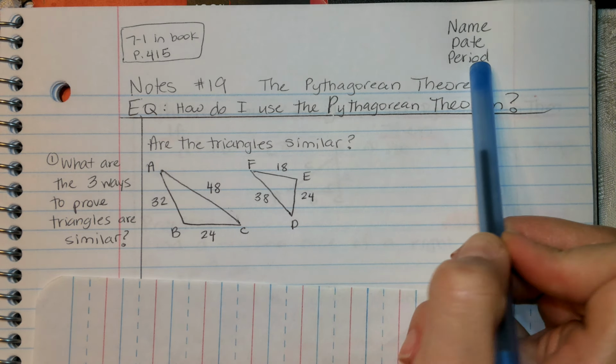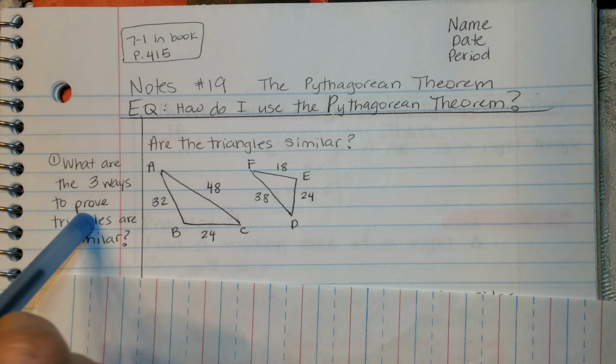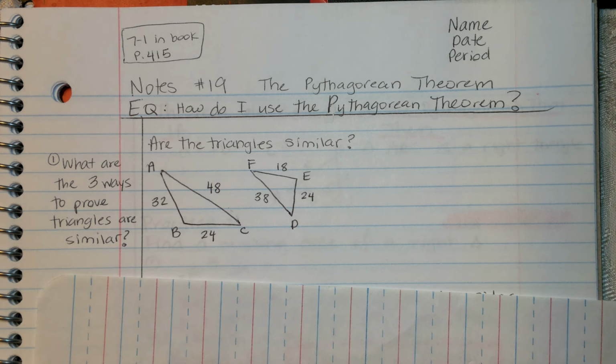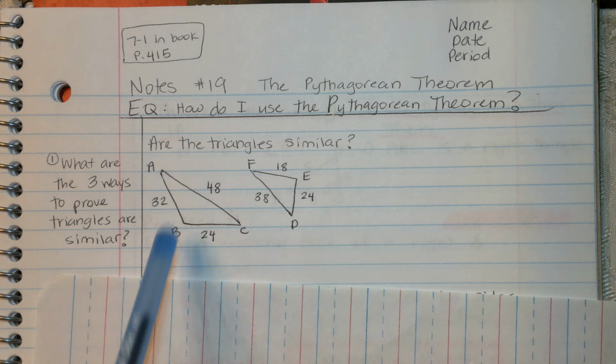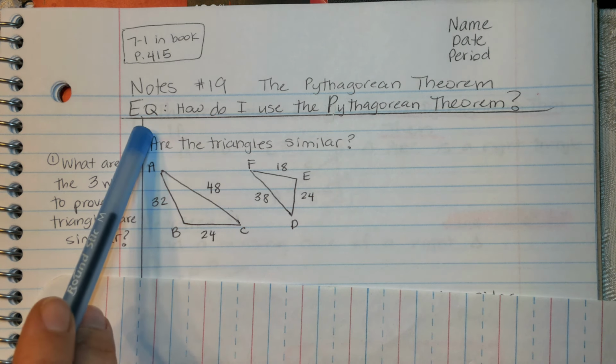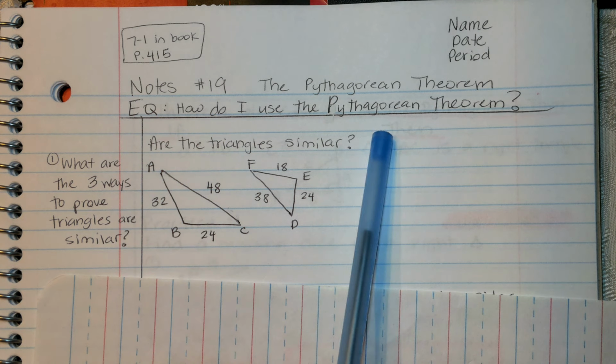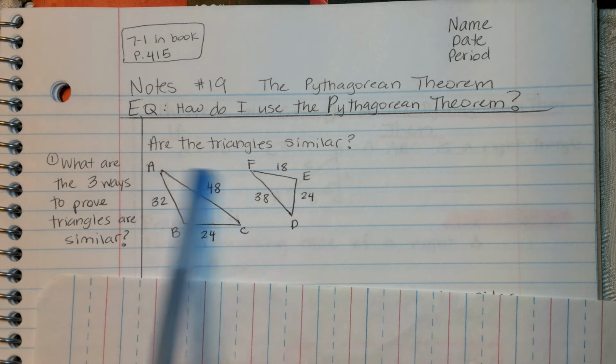Make sure you've got your name, date, period, and as always, 3 questions on the left when you're done with the notes and a summary at the end. You should already have your paper set up from the beginning of class, but the essential question is, how do I use the Pythagorean theorem? And again, we will have solved this in class.